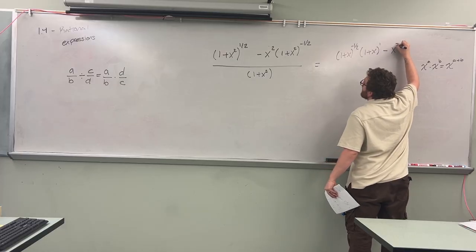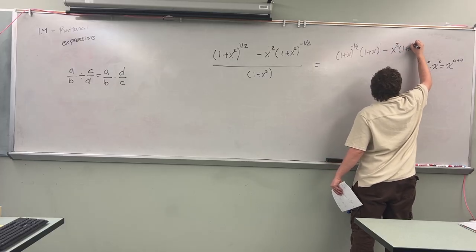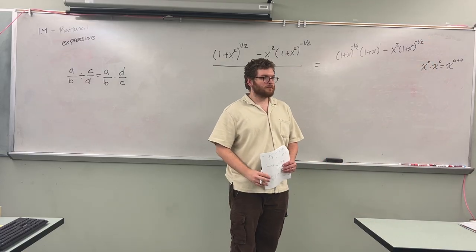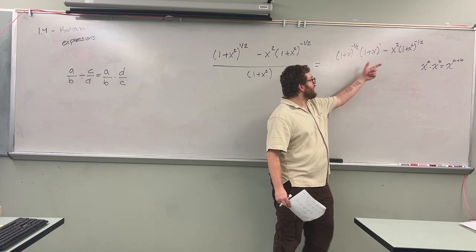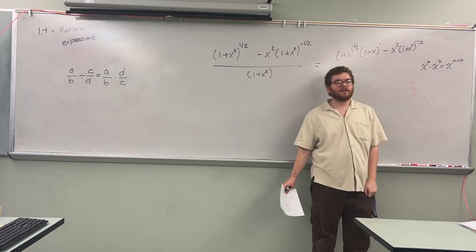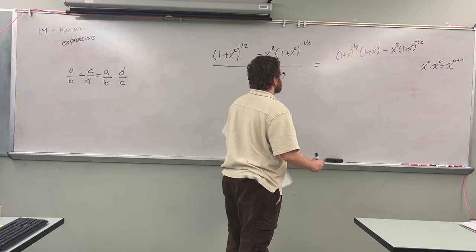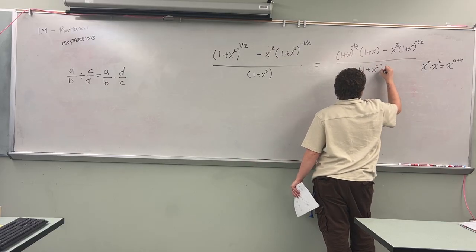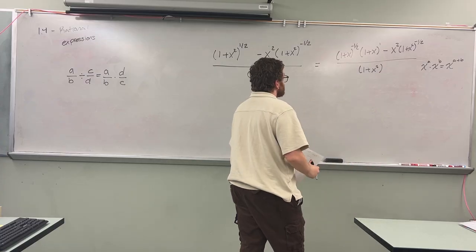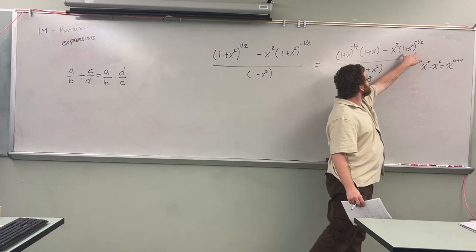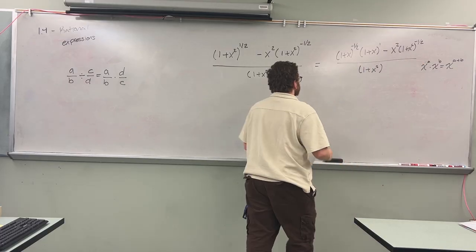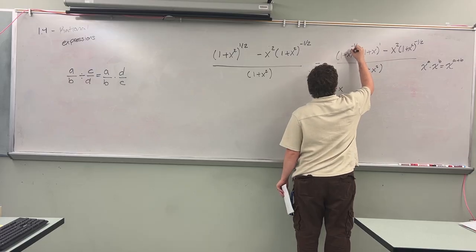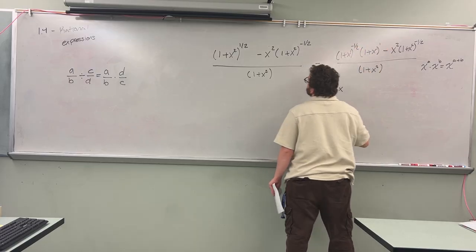Minus x^2 times (1 + x^2)^(-1/2). And can you see why I rewrote it that way? I have this term to the minus 1/2, and I have that term to the minus 1/2 there. So I finally have a common factor between the two things. And then this is all over 1 + x^2. I can factor out this (1 + x^2) all to the minus 1/2. So I'll do that. There should be a squared here. Yep.